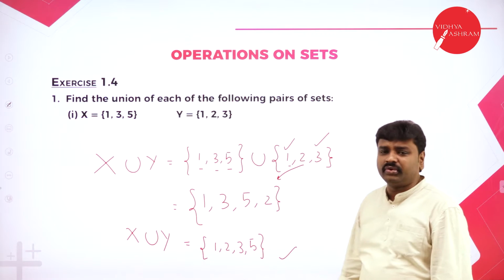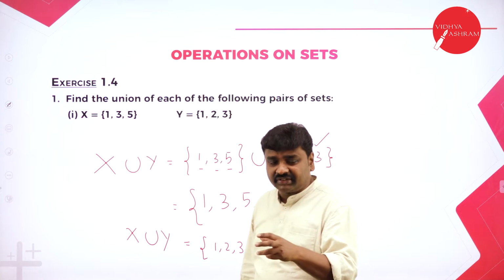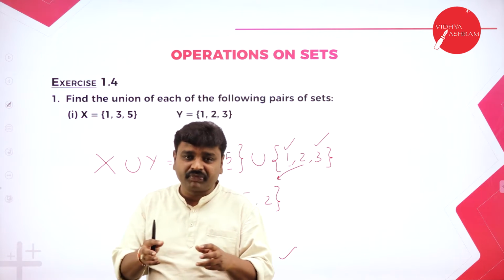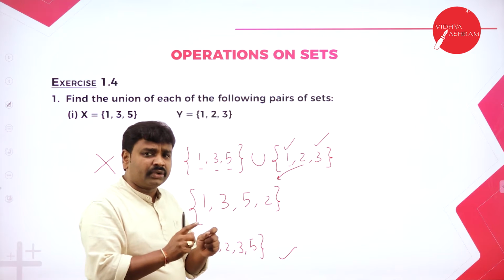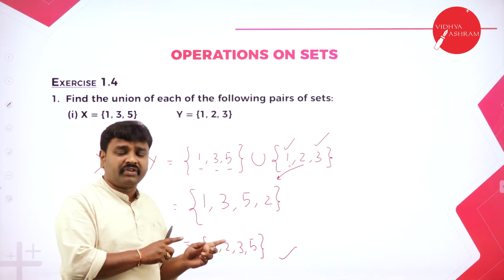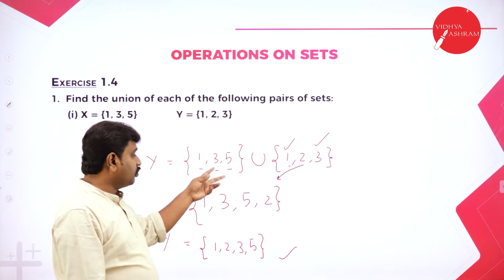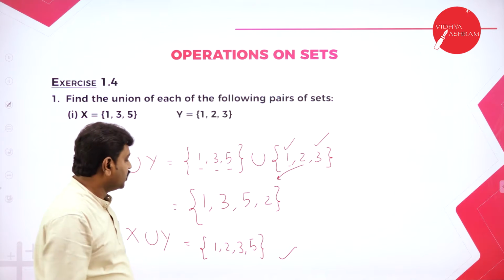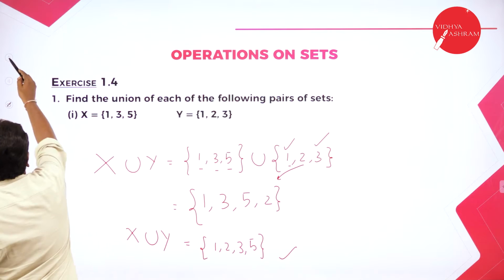This is union. What is meant by union? Write the elements of set X and write the elements of set Y both and see to it you should not repeat the element. Already if you have written once, if element appears in both, you should take it only once. This is union. Simple. We have done it. Next.